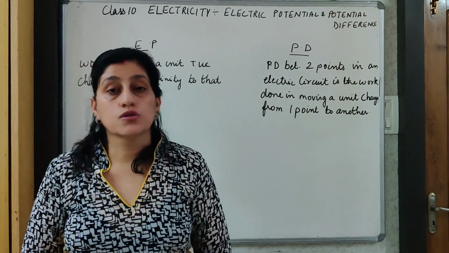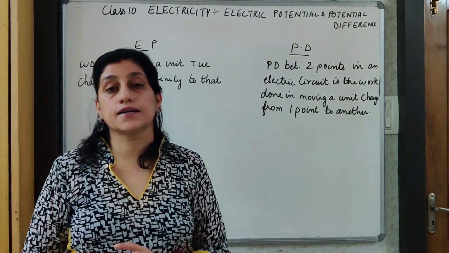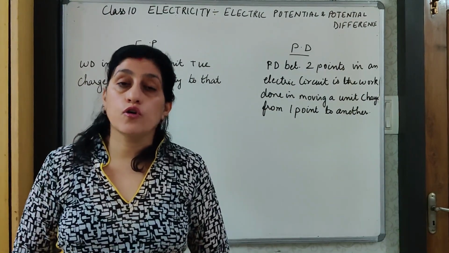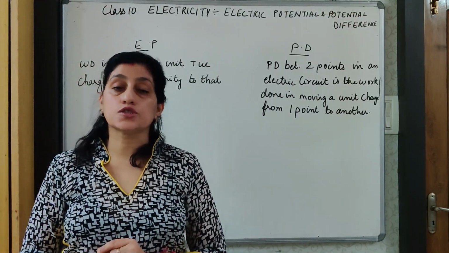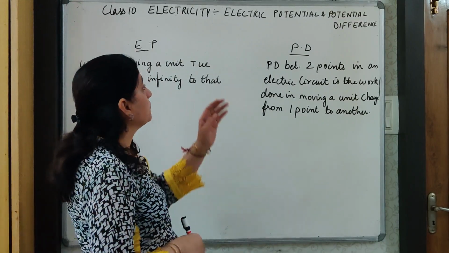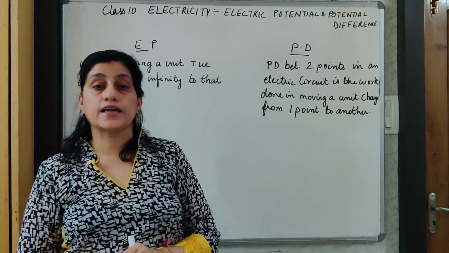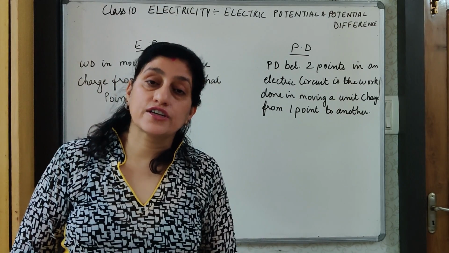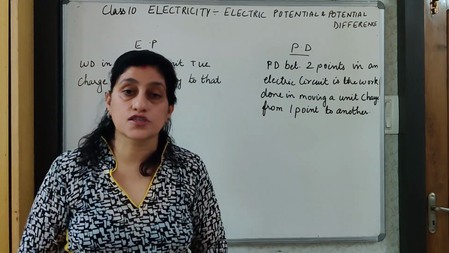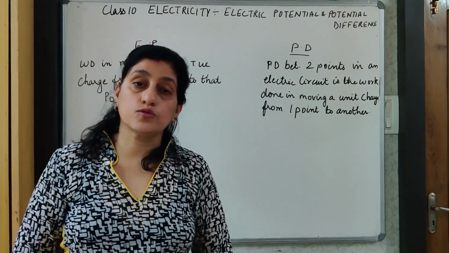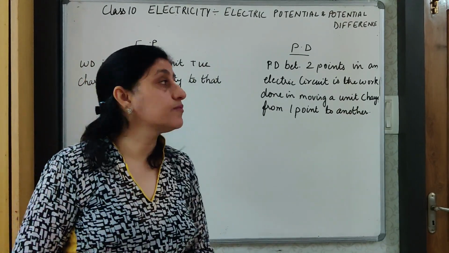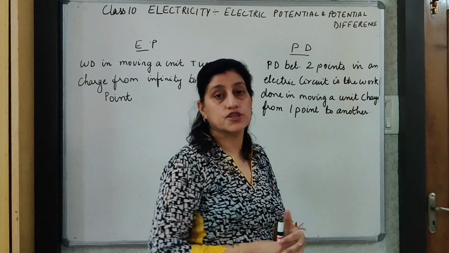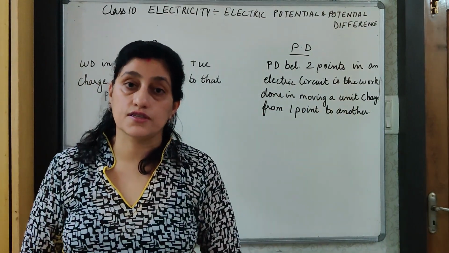So in the first video we had studied and got the knowledge of all about electric current. Here we will be dealing with the next topic, which is electric potential and potential difference. For electric current you can find the link in the description box and you can refer to that video also for a knowledge of that. Now we will begin with what is electric potential and potential difference.